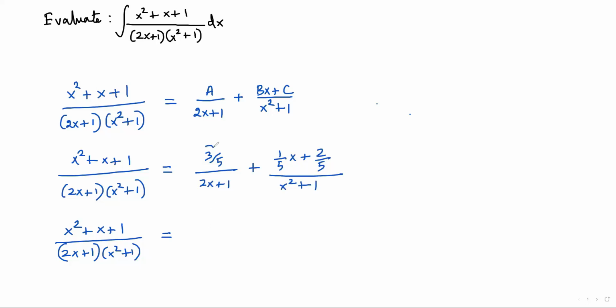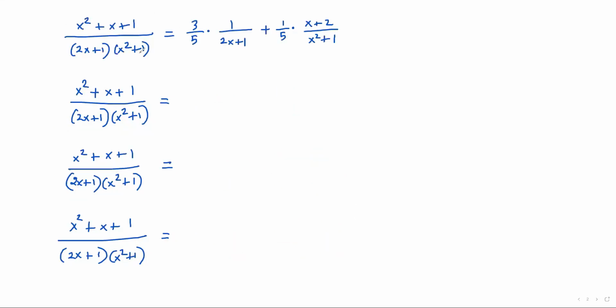Okay, in the next step, since the numerator is a fraction, it can be written separately. So that is 3 over 5 times 1 over (2x plus 1) plus. Here, from these two terms, I can factor 1 over 5 out. So if I factor 1 over 5 out, I'll be getting 1 over 5 times (x plus 2) over (x squared plus 1). Okay, let's continue the next step on the next page.